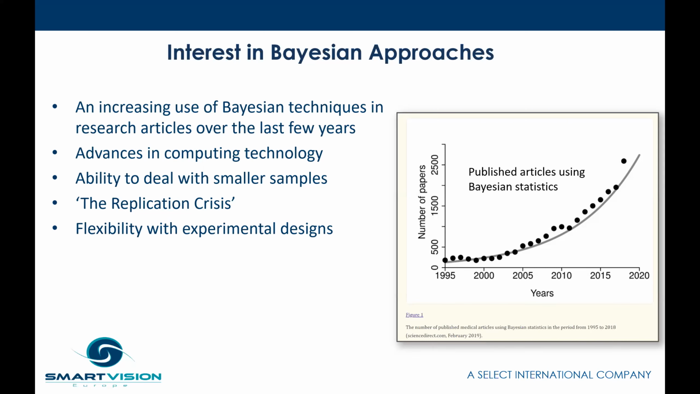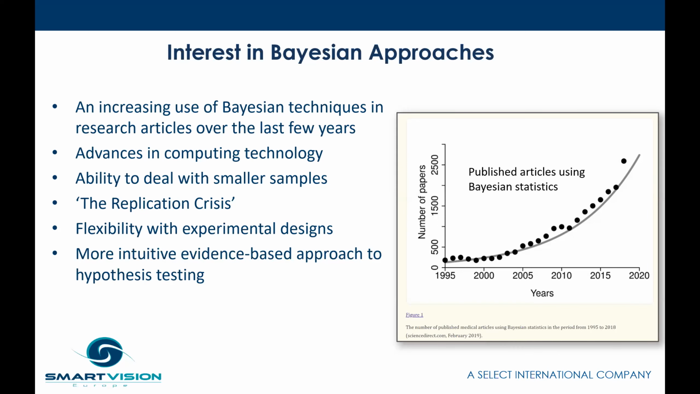Flexibility of experimental design. Some experimental designs have a lot of elements to them. If you've ever done any design of experiments type analysis, it's not always just a case of control and test. You have structures, you have hierarchies, you have more than one control group. Some experiments are quite complex, and it is argued that Bayesian is more flexible in that regard than Frequentist. Some people say it's actually a more intuitive, evidence-based approach to hypothesis testing.